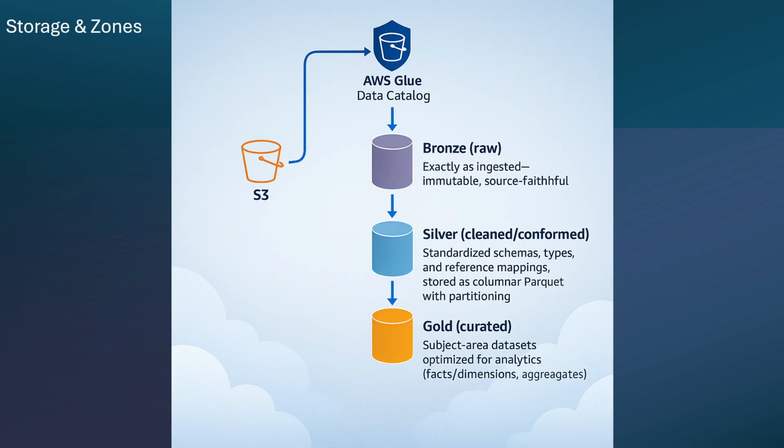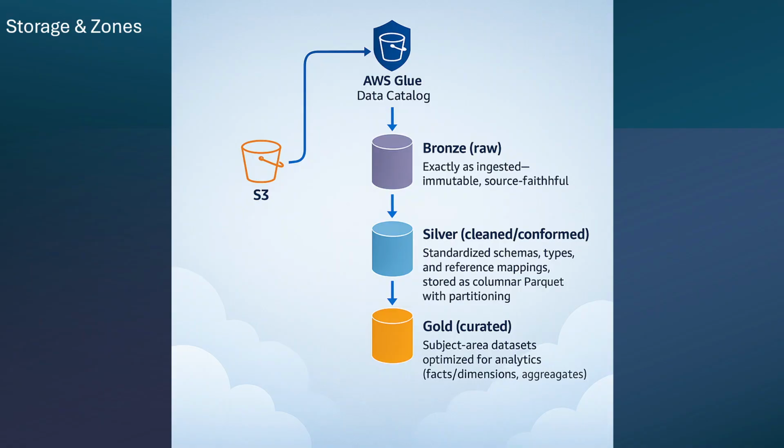Now, once everything lands in S3, we organize it into three zones: bronze, silver, and gold, known as the medallion architecture. This structure turns our data lake from a dumping ground into a controlled, governed platform.